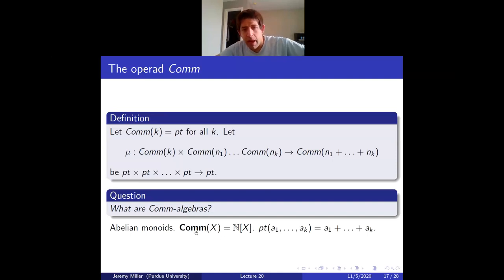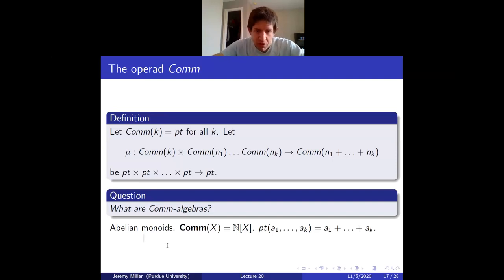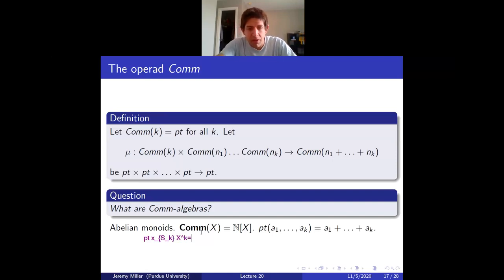So the monad associated to Com is going to be a disjoint union of things of the form point crossover S_k with X to the k. But the symmetric group acts on a point trivially. So modding out by the diagonal action just mods out by the, you can forget a point, and it's just a quotient by X^k. So this is what we're calling Sym^k X.